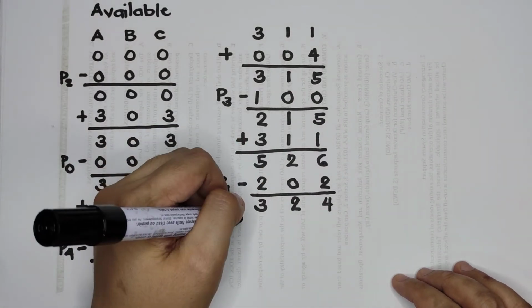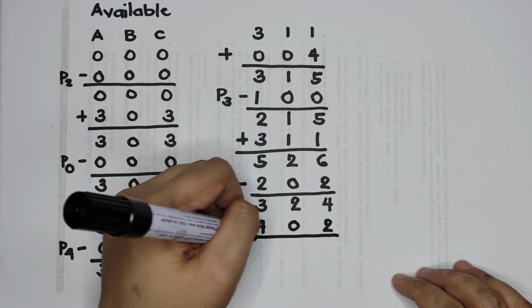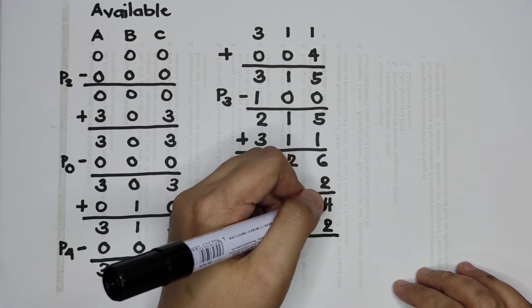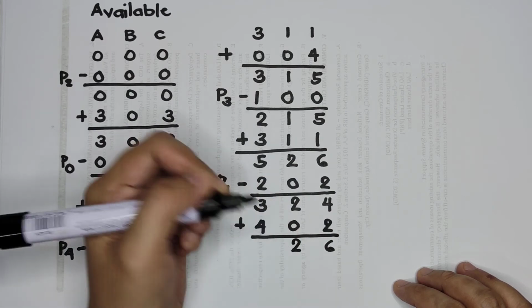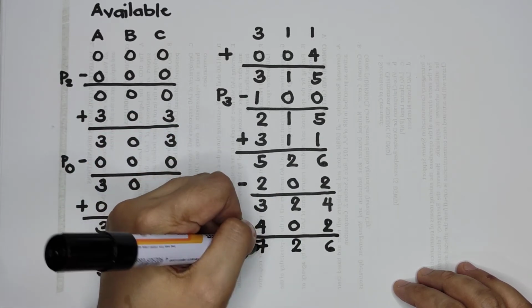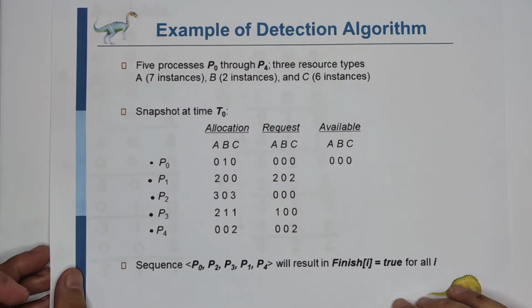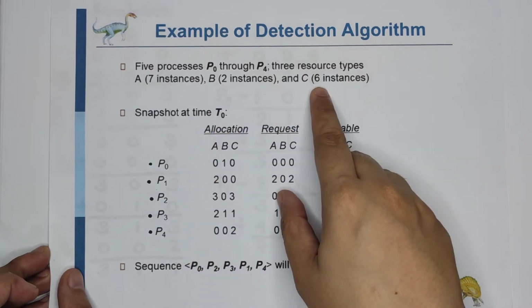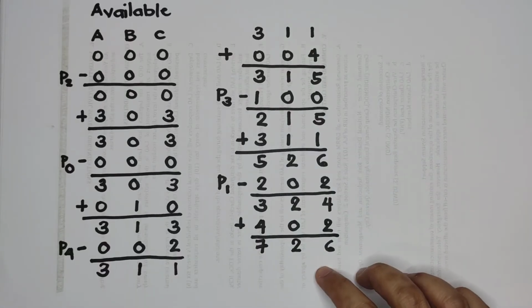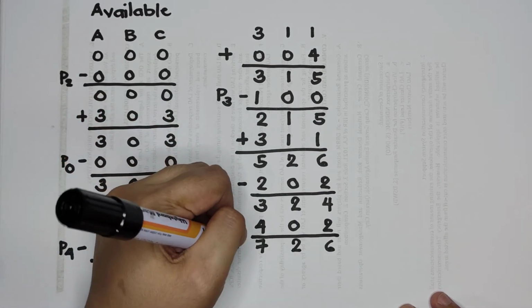So plus 4, 0, 2. So we have 4 plus 2 is 6, 2 plus 0 is 2, and then 3 plus 4 is 7. Again, let's check. The total resources: A is 7, B is 2, and C is 6. So again, we have reached the correct values, so it means that it is correct.